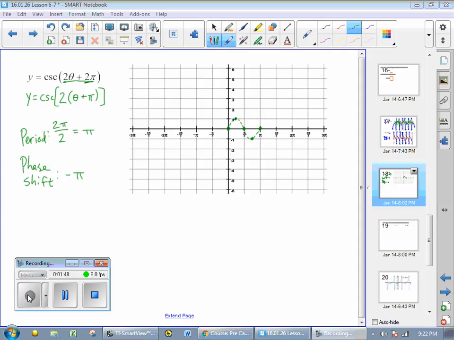All right. So if I do another cycle of sine, like that, and another one, and then I can move this direction as well. Another cycle of sine, another.